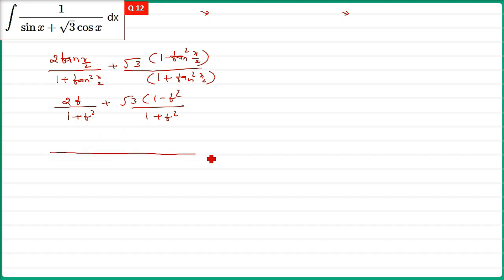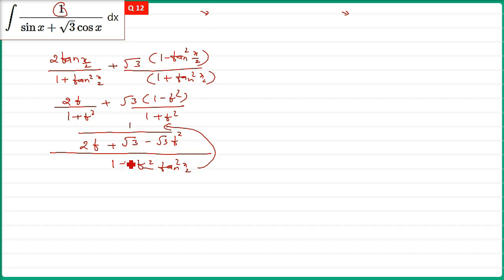So let's take the LCM now. 1 plus t square will be the LCM and the base is the same, so you can just add the numerators. We are just discussing the denominator, which is actually the denominator of the numerator. I have multiplied it inside. Now this is 1, the 1 which is already at the top. So 1 plus tan square x by 2 goes up, and 1 plus tan square x by 2 is actually sec square x by 2. So let me write sec square x by 2 in place of 1 plus tan square x by 2, which has gone to the top.